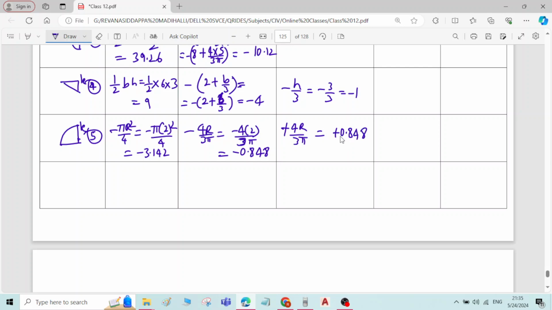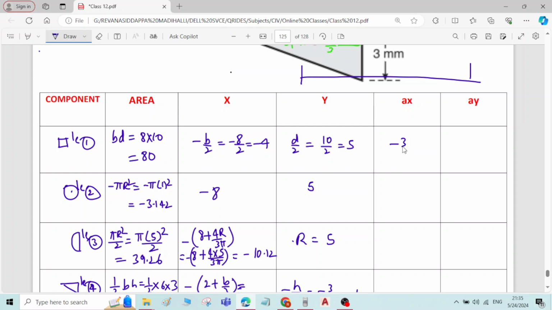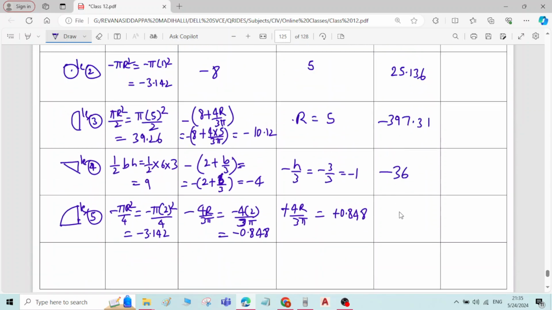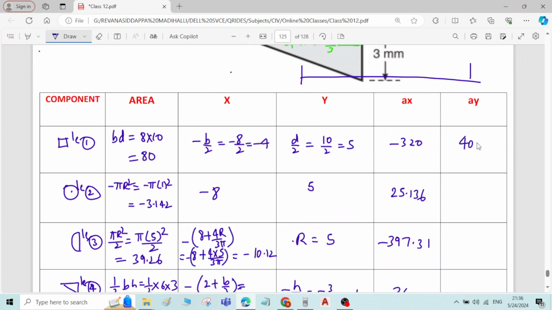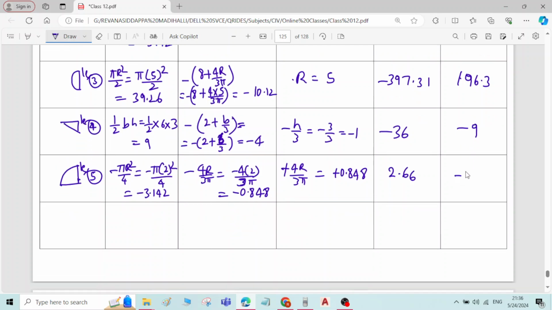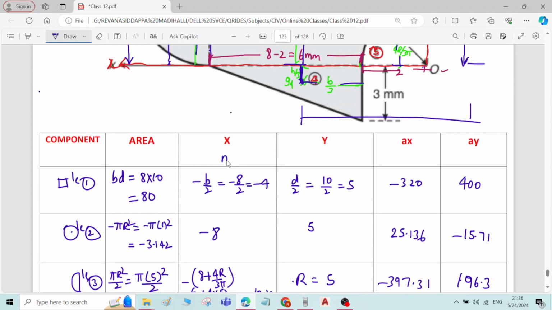You will get the answer as plus 0.848 millimeter. Okay. Coming to the Ax values, here they are minus 320, 25.136, minus 397.31, then minus 36, then 2.66. Ay values are 400, minus 15.71, then 196.3, then minus 9, then minus 2.66. The units are millimeter, millimeter, millimeter square, millimeter cube, and millimeter cube.